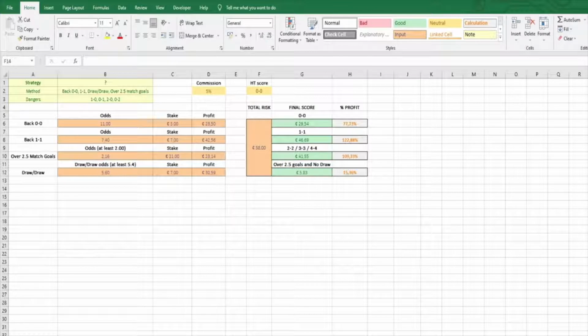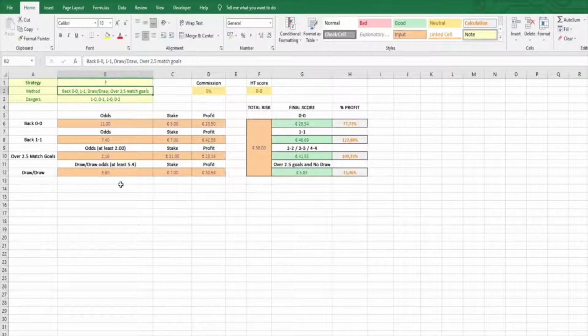This one is slightly different. I have to say it's not my strategy. I just came across it and thought that I might as well share it with you guys. But I like the idea, and here it is. That strategy doesn't have a name yet.